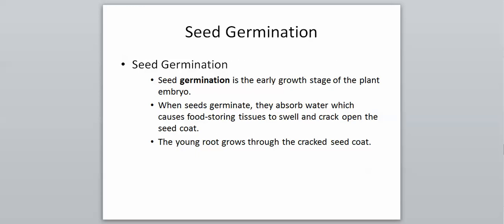And so after dormancy occurs, you've heard the term germination. I don't know if we've officially defined this, but here it is. Seed germination is the early growth stage of the plant embryo. So this is our first real growth of the actual plant. When seeds germinate, they absorb water, which causes food-storing tissues to swell and crack open the seed coat. So that is it coming out of its seed, and then the young root grows through the cracked seed coat as well. So our first thing is the tissues swell and crack open the seed coat, and then our young root will grow through that cracked seed coat.